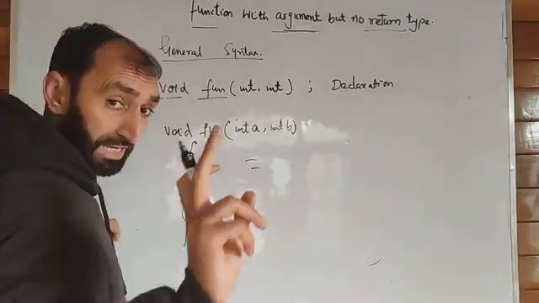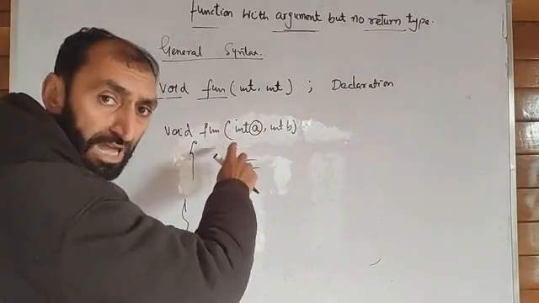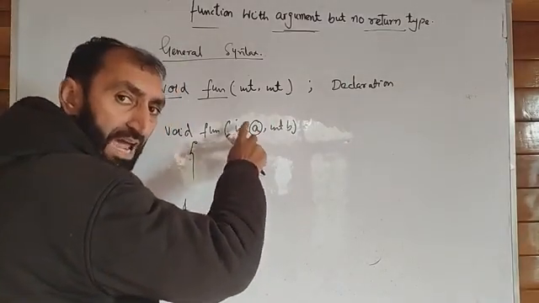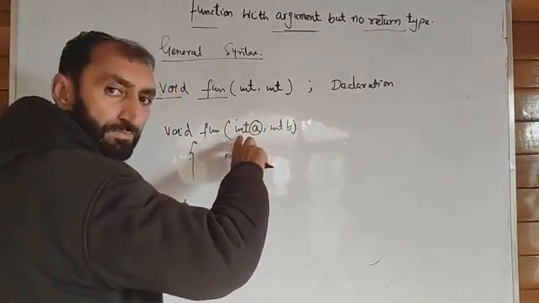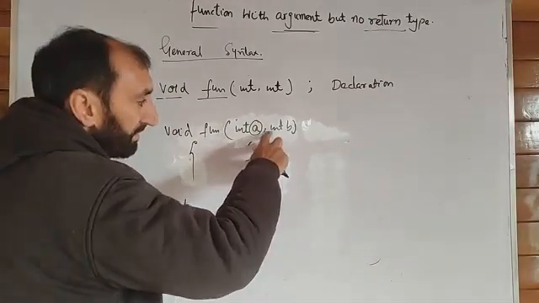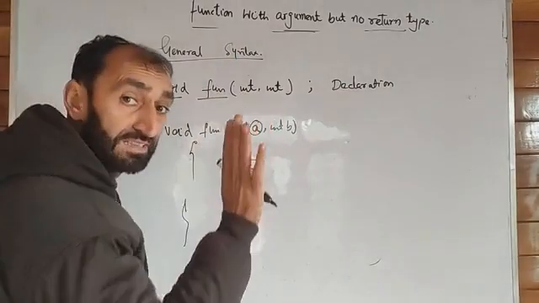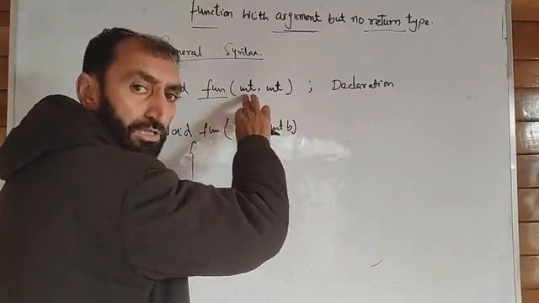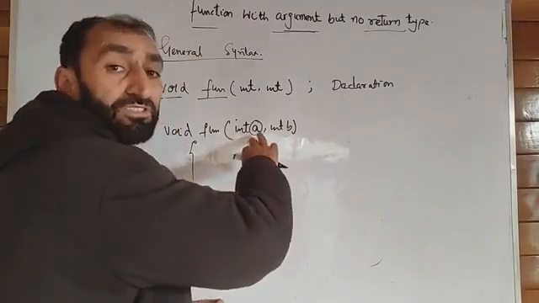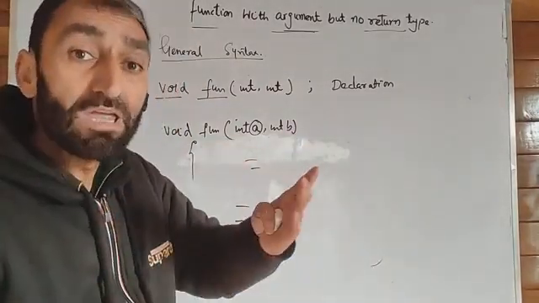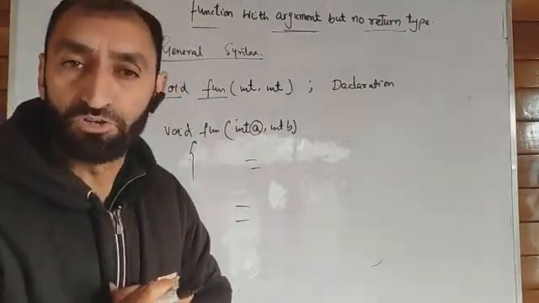So take care. In definition part, it is mandatory to write the variable. Here we have to specify both the data type and the name of the variable. But in case of the declaration part, we have to only specify the data type. Both we have to specify in the definition, and here we are going to add the logic.